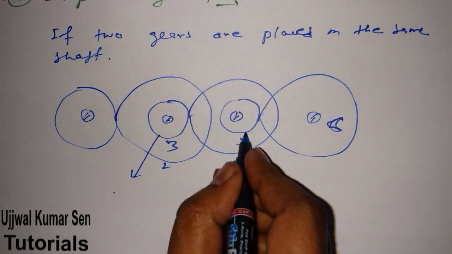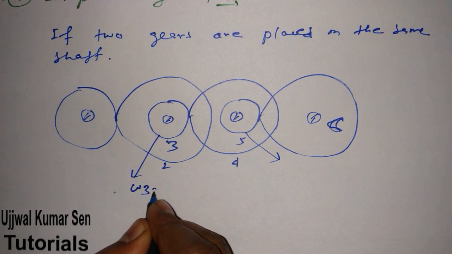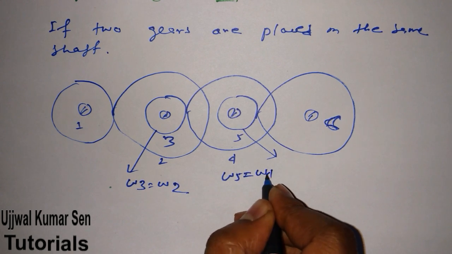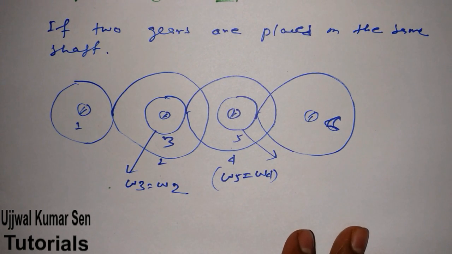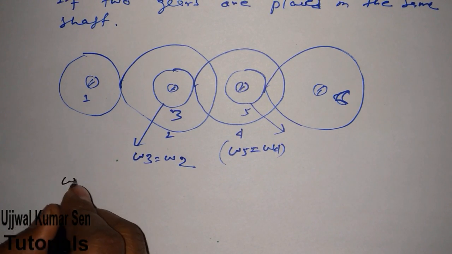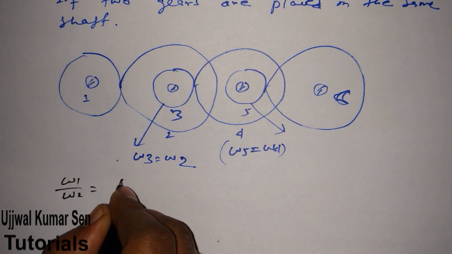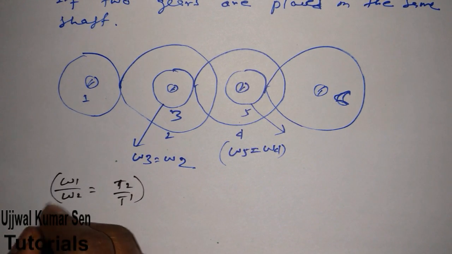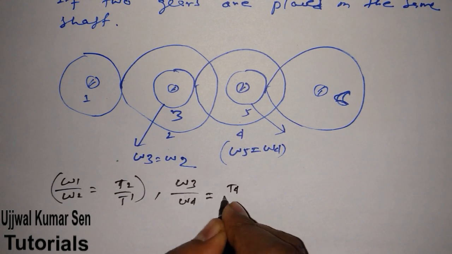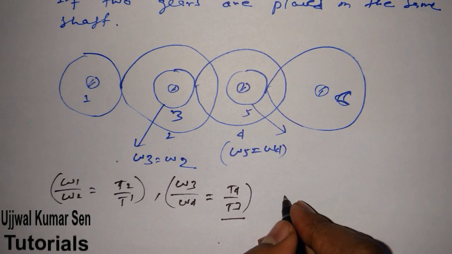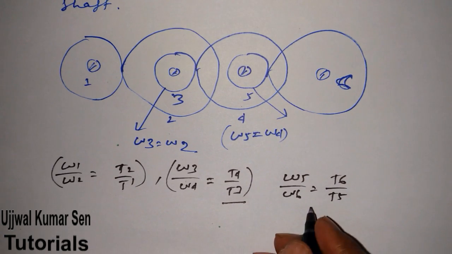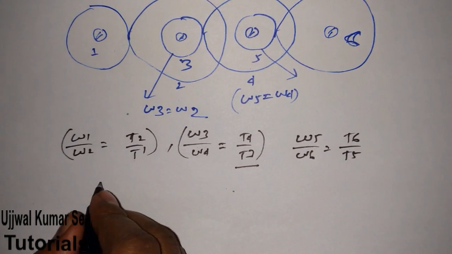Because of this combination, omega 3 is equal to omega 2, and omega 5 is equal to omega 4. Their speeds are the same because they are mounted on the same shaft. So omega 1 by omega 2 is equal to T2 by T1, which we have already done. Omega 3 by omega 4 is equal to T4 by T3, and omega 5 by omega 6 is equal to T6 by T5. What is T? Basically the number of teeth. So this is simple, right?